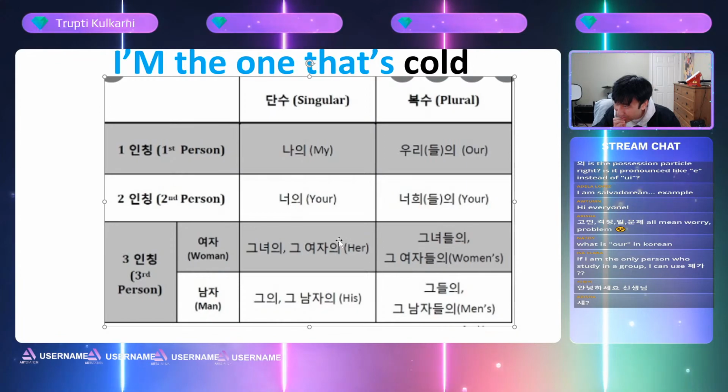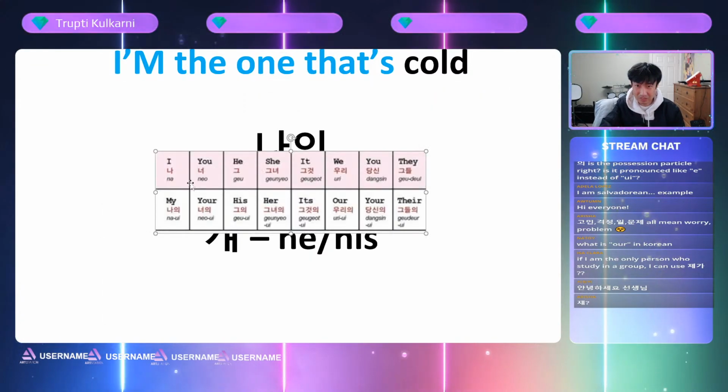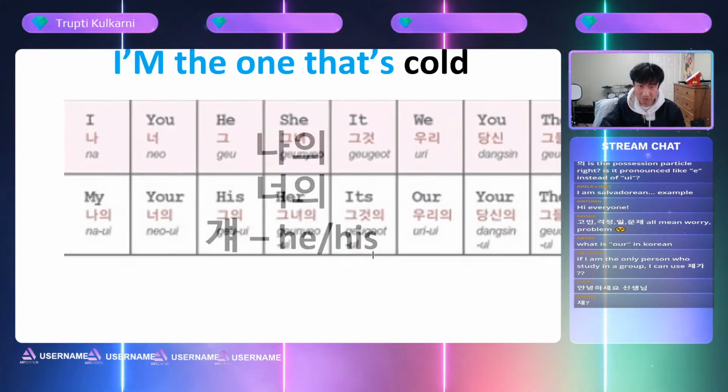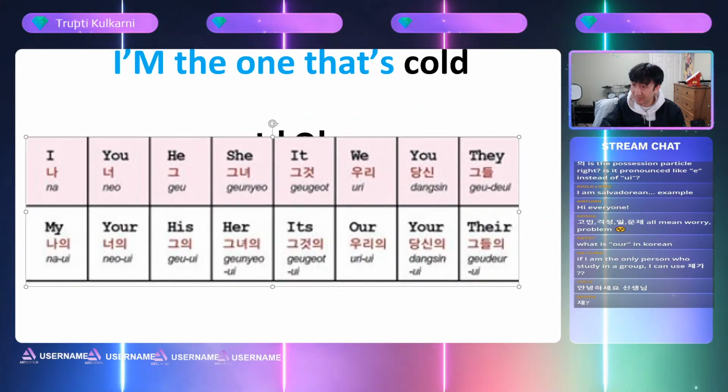I mean, yeah, there's kind of a lot. 그녀의. This is not really like the best chart. Oh, okay. This chart is better actually. I found a better one. This one's kind of more cleaner, but it's a little bit blurry. I don't know if you guys see that. Yeah, does that make sense? Like, I, my, you, your, he, his, she, her. It's pretty easy. You just add 의 to it.